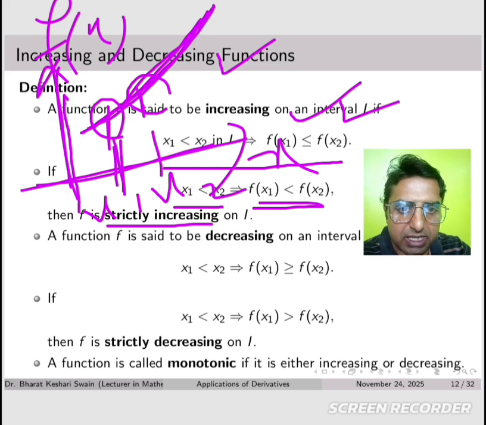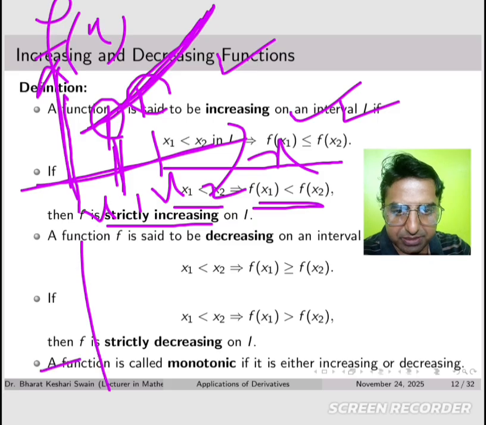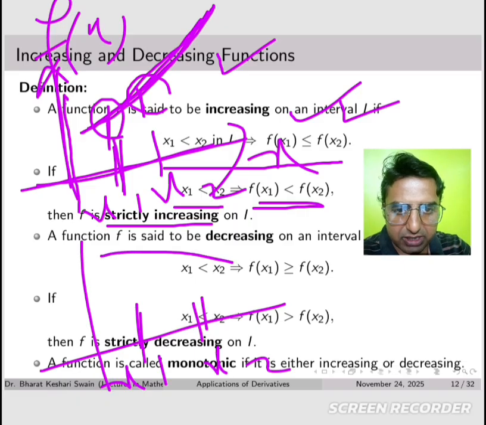So as x increases, f(x) also increases. Okay, so this is how we can define the increasing function. And a decreasing function is just the opposite of it. If it is x1 and x2, then the graph will be like this: this is your f(x1), this is your f(x2).